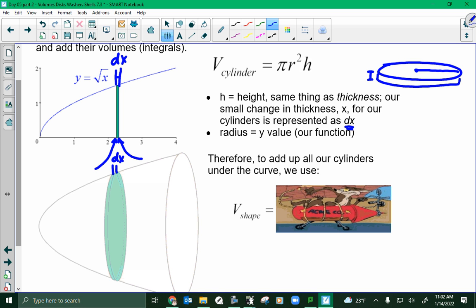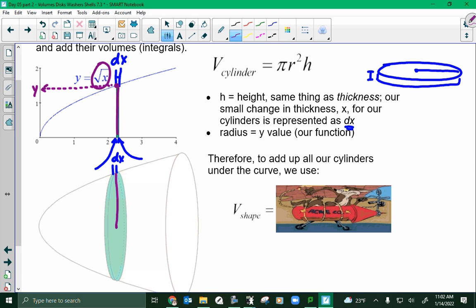The radius is the y value. Now this gets confusing. It shouldn't be, but it is. I'll use purple. Right here, whatever the y value is, that's my radius, because this distance is the radius. It goes from the center up. But how do we get y? We take the square root of whatever x is. So when I integrate, I'm not really going to integrate y. I'm going to integrate the square root of x.